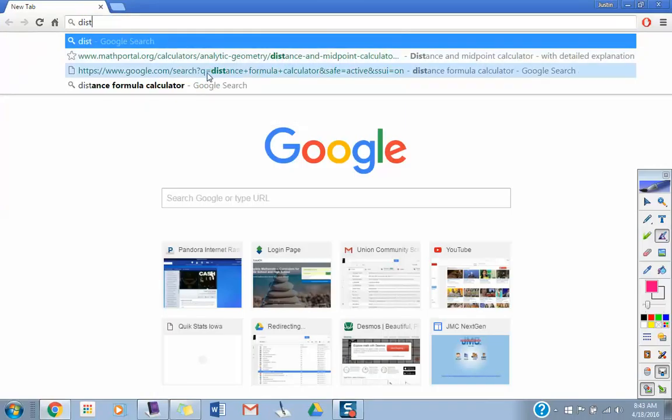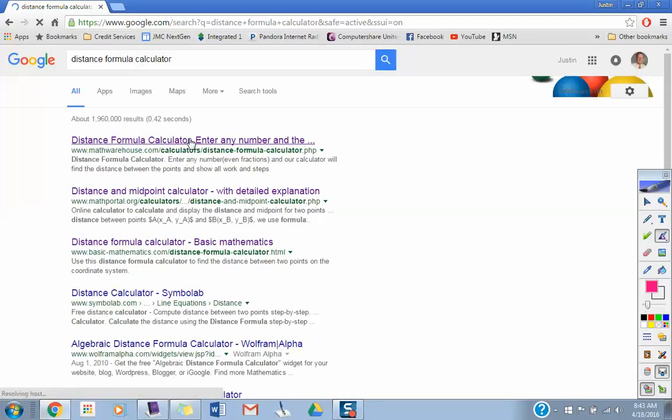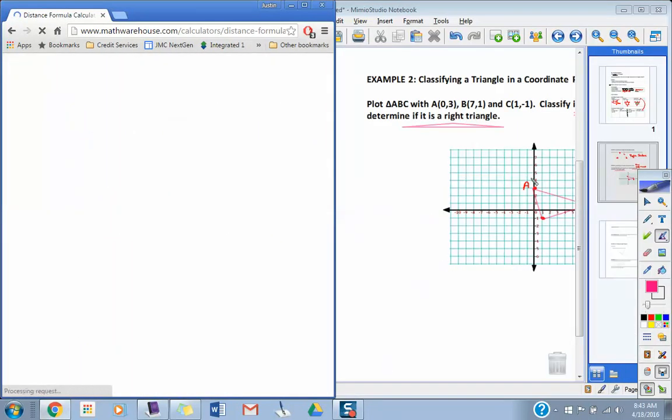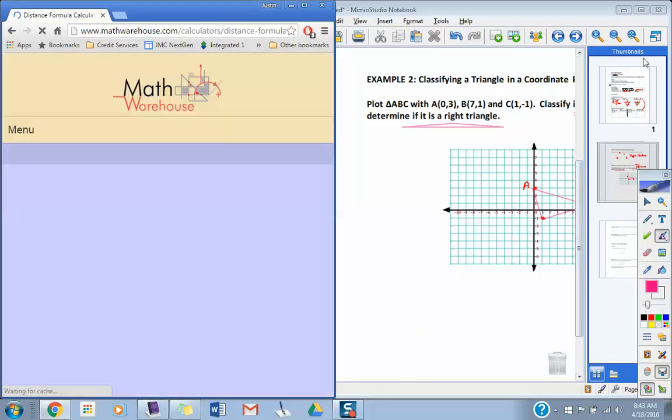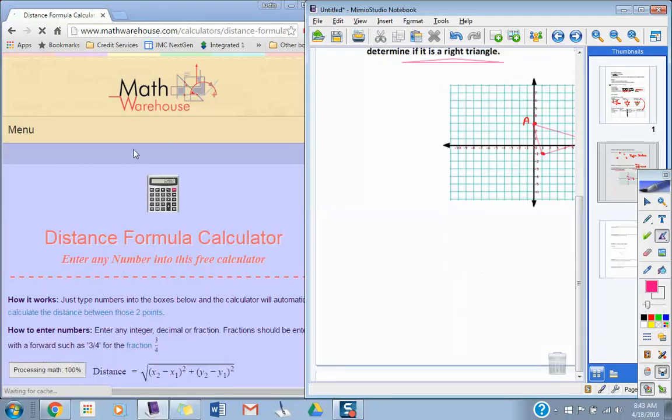All right, distance formula calculator. I don't know which one you guys use. It really doesn't make any difference. I'm going to use the first one. Is that okay? Okay, help me out with this, kiddos. Let's find this distance from A to, what is this point down here again? Okay, isn't that C right there?